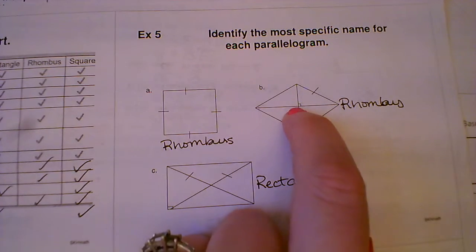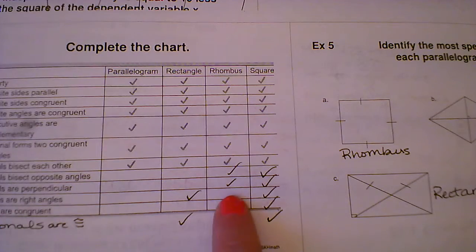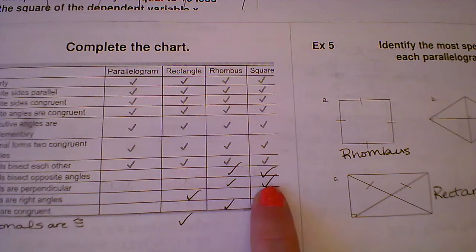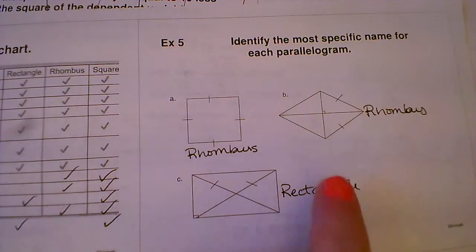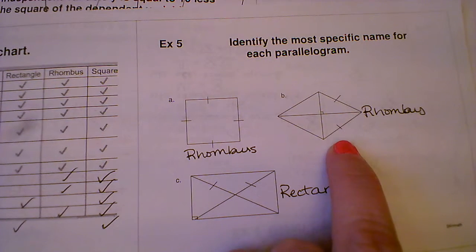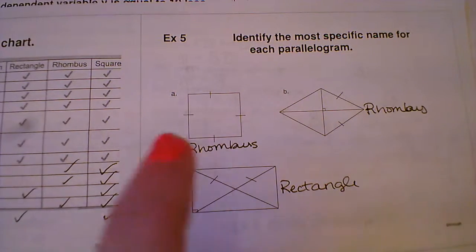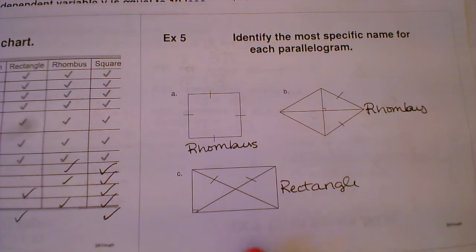Now we do have a right angle here in the center of this one, which means the diagonals are perpendicular. If you look at your little chart here, diagonals are perpendicular in a rhombus and a square. So because we know the sides here are congruent and the diagonals are perpendicular, we know that it has to be a rhombus.